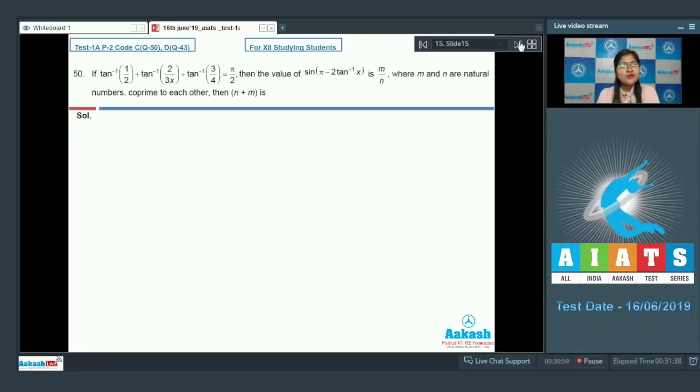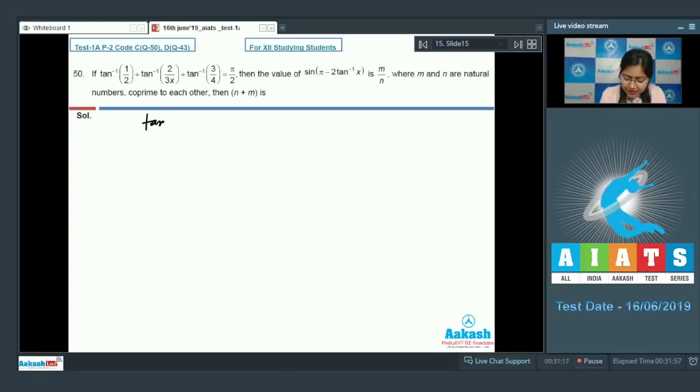Now next is question number 50, which says that if tan inverse half plus tan inverse 2 by 3x plus tan inverse 3 by 4 is equal to pi by 2, then we have to find the value of sine of pi minus 2 times tan inverse x. That is given to be equal to m by n. So we have to find m plus n.